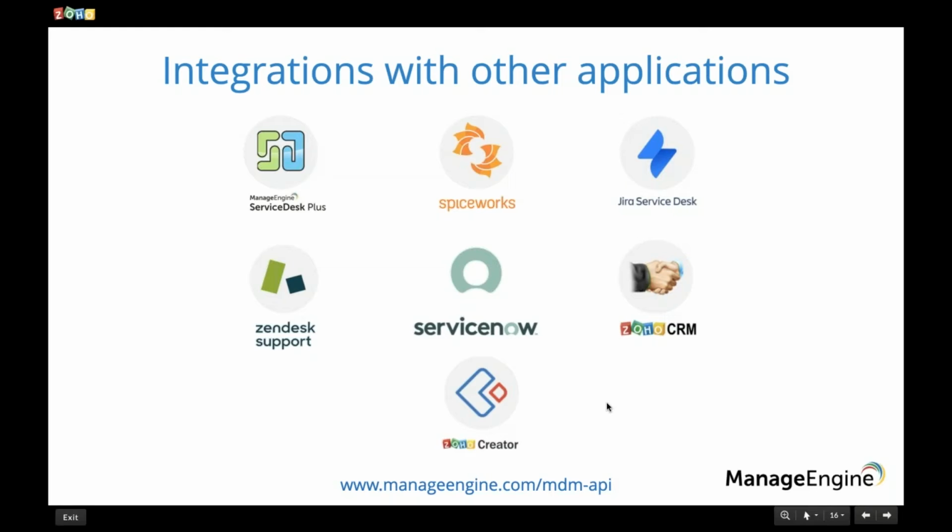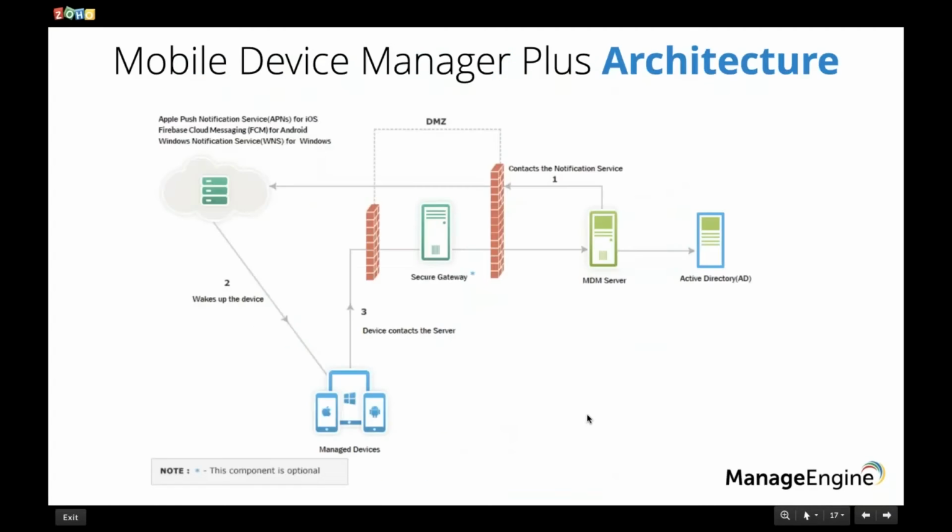Now, if the tools that you use in your organization are not available in this list, you can go ahead and make use of the public APIs. These publicly available APIs can be used for integrating with other third-party applications.